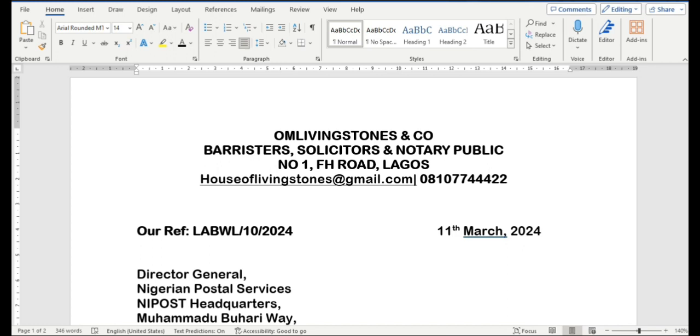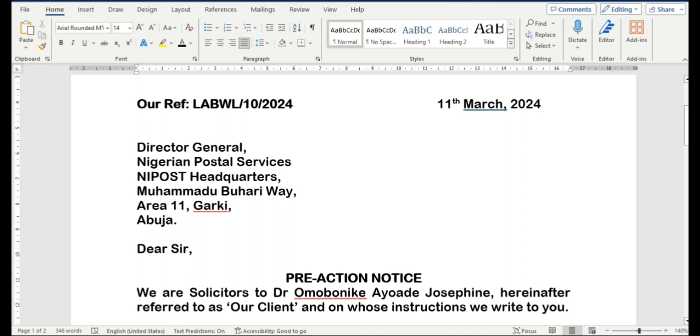So I have our ref, that's my law firm's reference, the referencing system, and I have dated it 11th March 2024. Then I'm addressing it to the Director General, Nigerian Postal Services, 9 Post Headquarters, Muhammadu Buhari Way, Area 11, Garki, Abuja. This is just a sample, so I haven't checked the Nigerian Postal Services establishing laws to see what they have to say about pre-action notice. I'm just giving you a sample, because in most cases, government agencies and establishments and public companies are the ones that have pre-action notices. In most cases, but not all the time. So just check and confirm, be sure before you head to court.